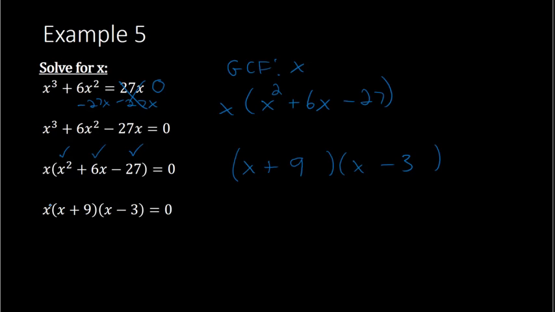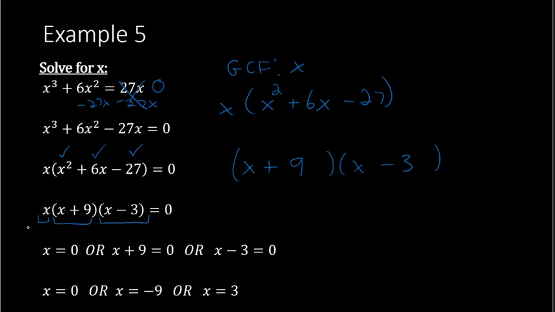So from here, we're all set up to solve. We have everything being multiplied together. We have it equal to 0. So with the zero product property, we know that if we have two or more numbers multiplied together and the product is 0, then one of those numbers must equal 0. So either x is 0, x plus 9 is 0, or x minus 3 is 0. And then I solve each of those. x would be 0 or negative 9, or x would equal 3.